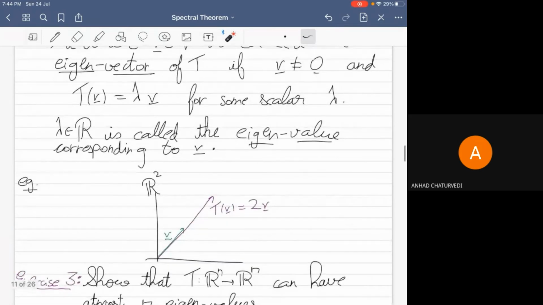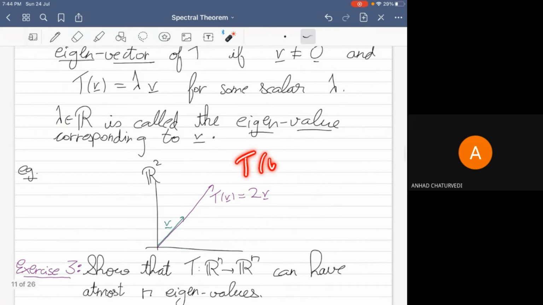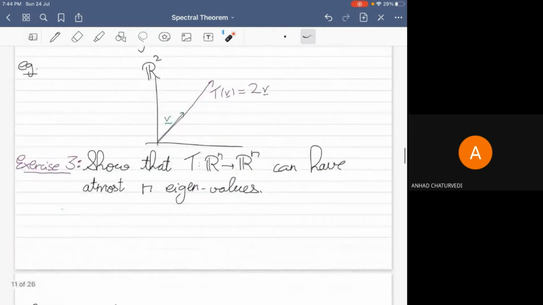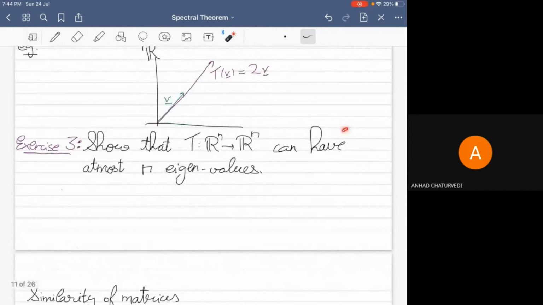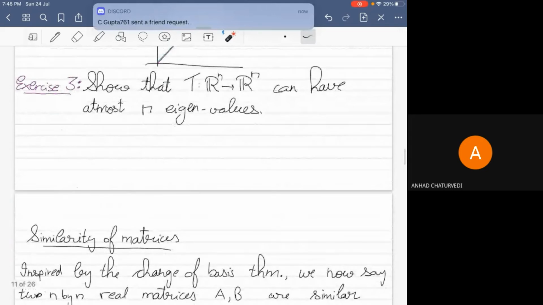Recall that we call lambda an eigenvalue if it corresponds to an eigenvector, like if there is a vector v such that Pv is lambda v. Okay, so I have also given hints for some selected exercises at the end, and you can look at that.